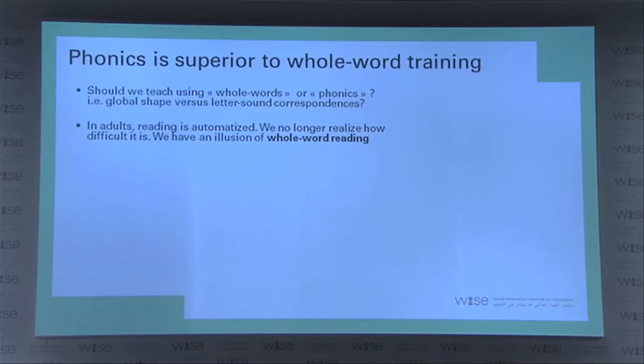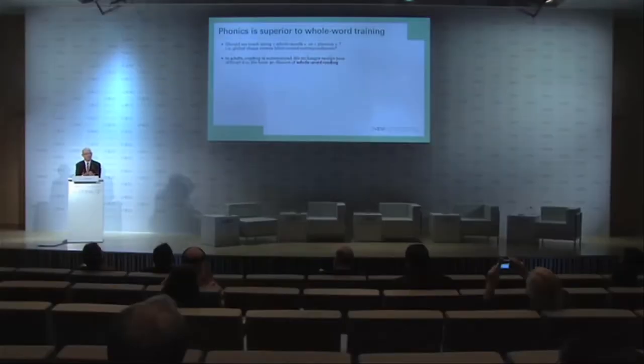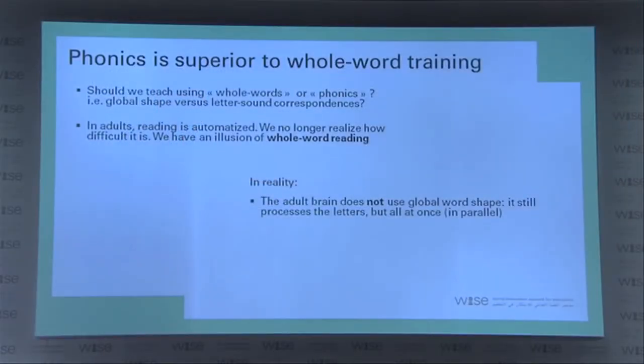And indeed, there is this notion of parallel reading. We read all of the letters at the same time. This gives us an illusion of whole word reading. But in fact, if we look, the brain still processes every single letter and does not look at the whole shape. So whole word reading is a myth, basically. All we have is letter processing, but letter processing in parallel across all of the letters of the word. The brain does not use the global word shape.